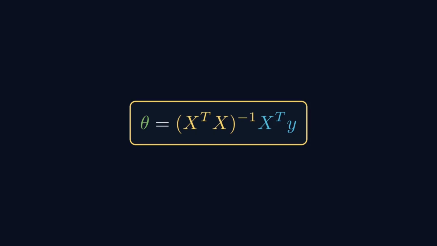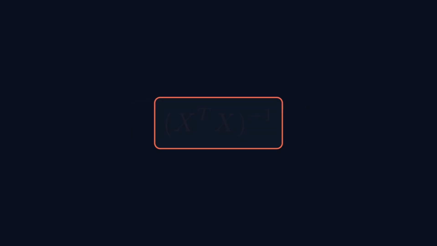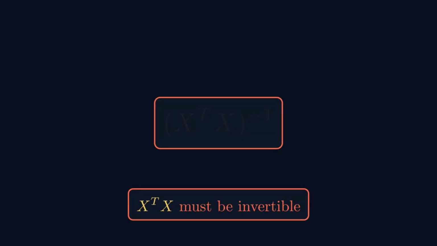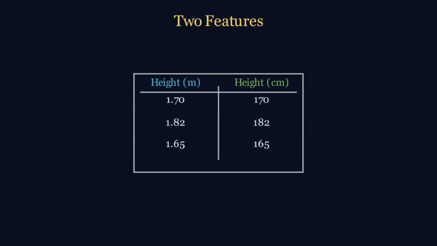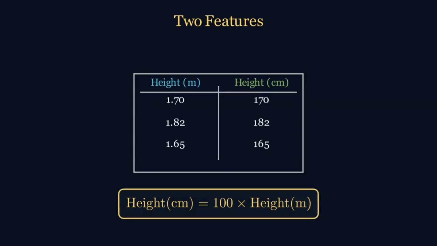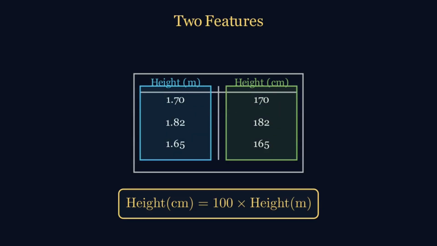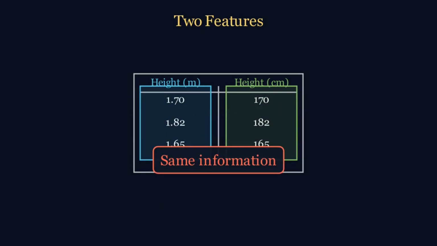Except there's a tiny catch. This part, the inverse, because hidden inside our solution, we quietly assume something, that this matrix X transpose X can actually be inverted. And surprisingly, that's not always true. Imagine we're predicting something about people, and we include two features, height in meters and height in centimeters. At first, that sounds reasonable. More information is good, right?